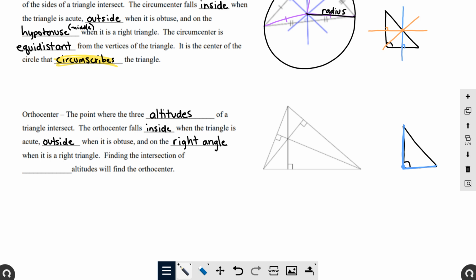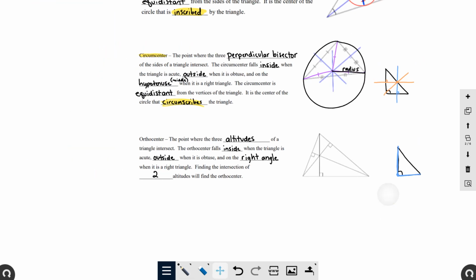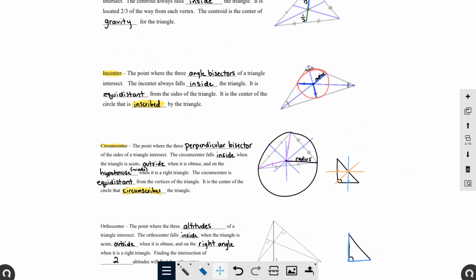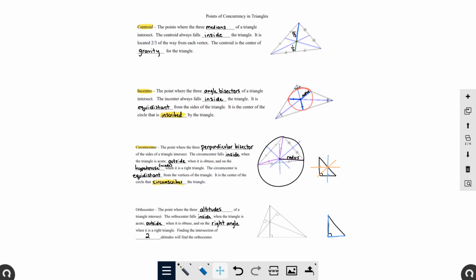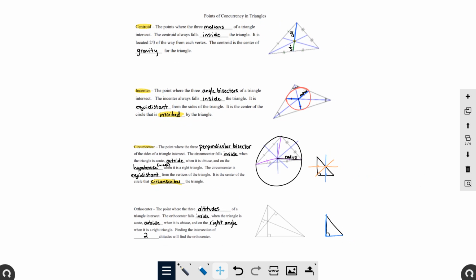All right, finding the intersection of blank altitudes, we'll find the orthocenter. How many did I have to draw to find the altitude there? 2. So finding the intersection of 2 altitudes, we'll find the orthocenter. And that actually works with any of those different centers that you have there. So we have discussed 4 types of points of concurrency. I'm going to make that really small for a second. We have our centroid, our in-center, our circumcenter, and our orthocenter.